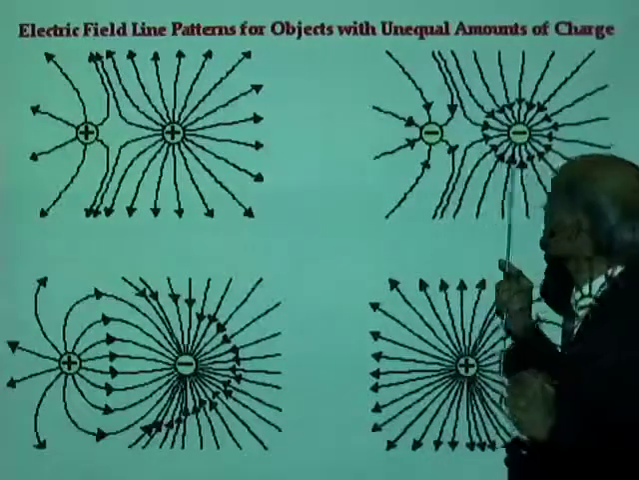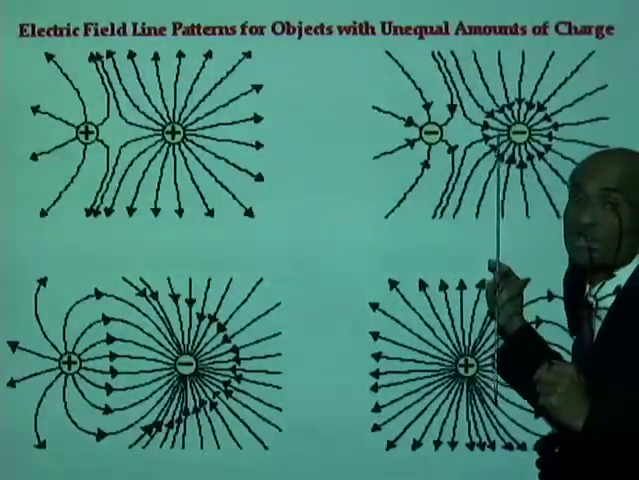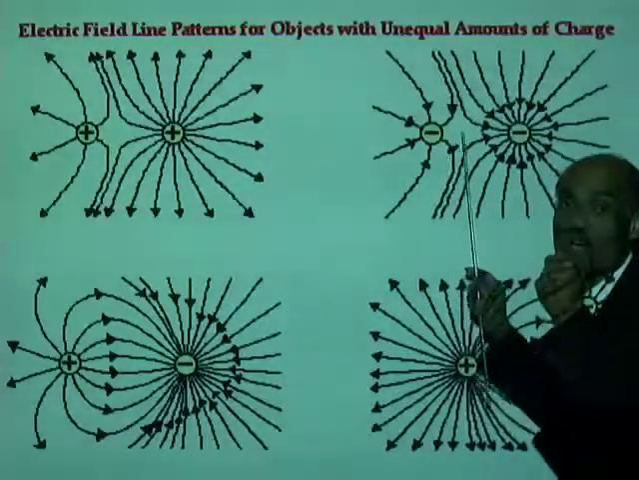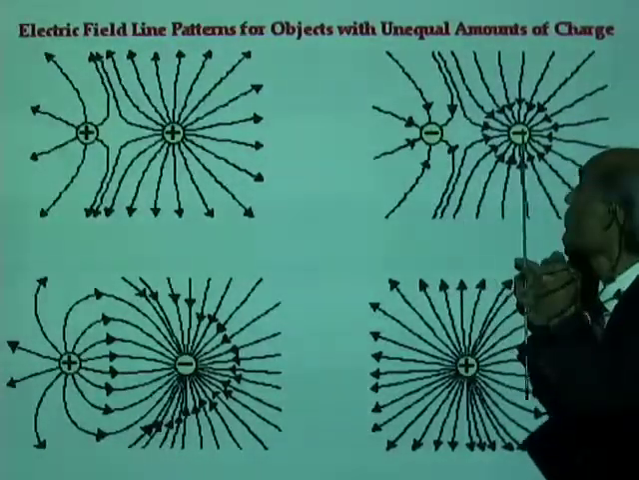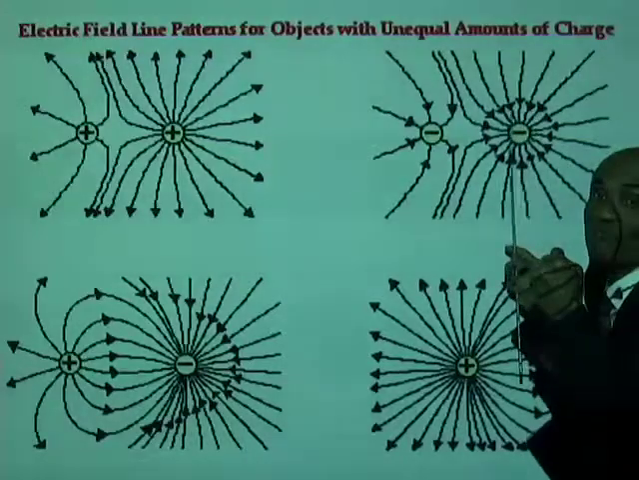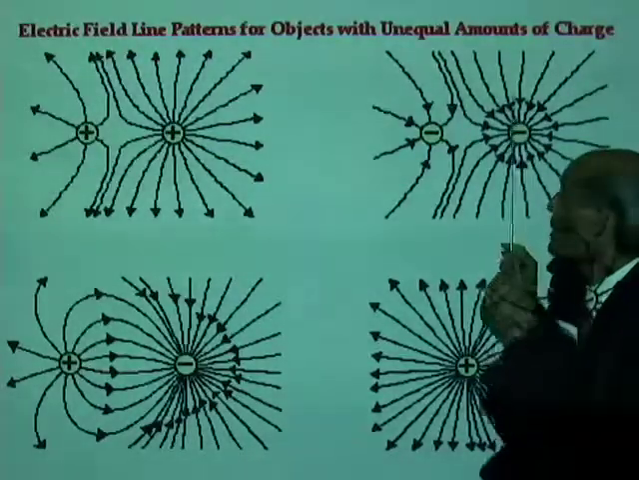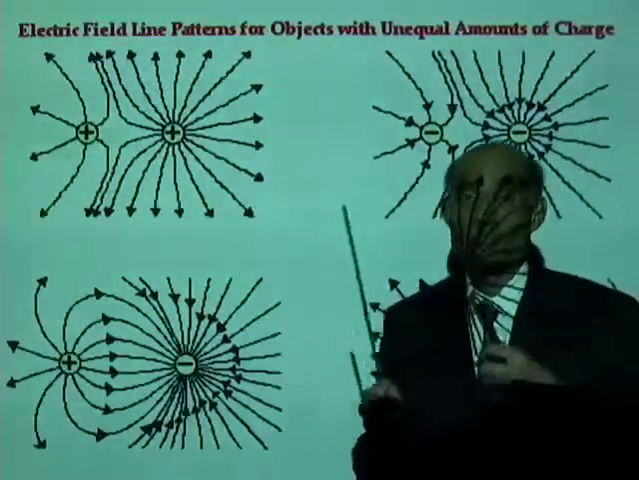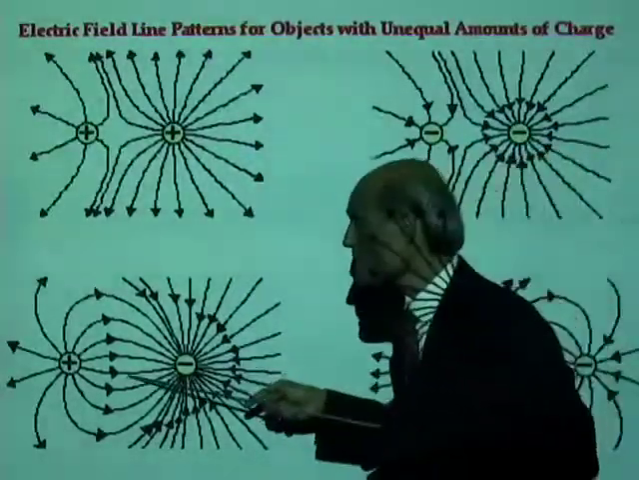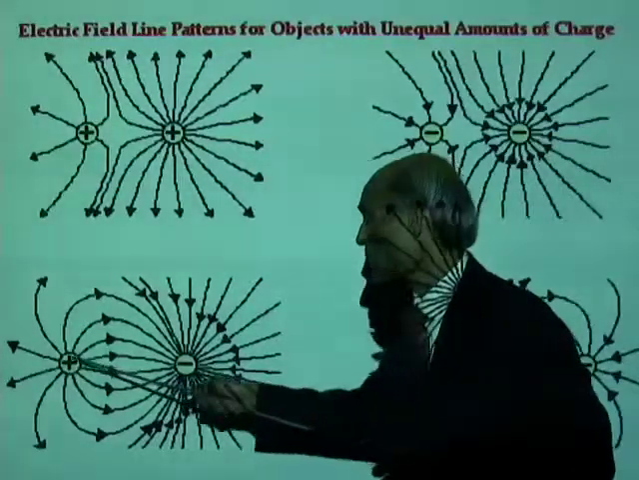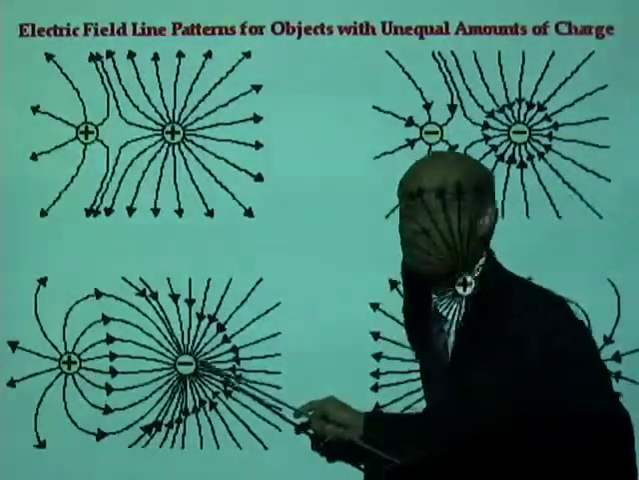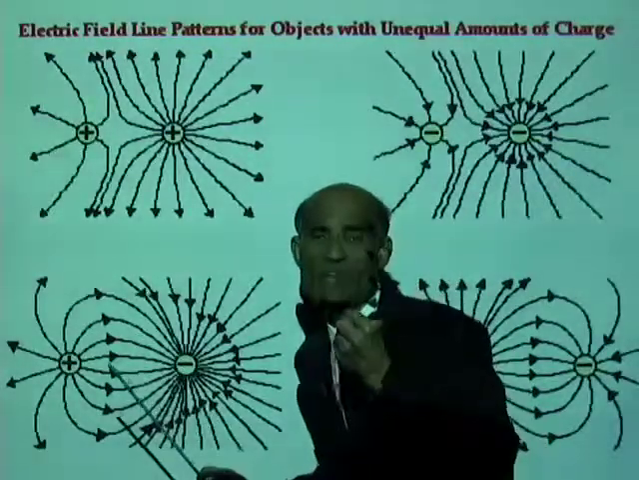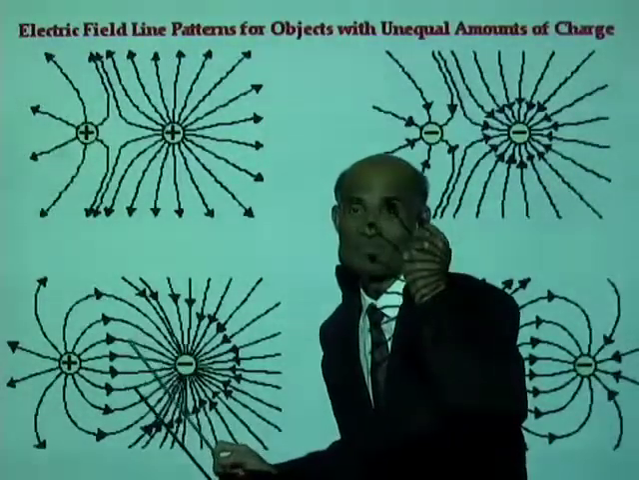Alright, we had a similar negative charge situation. Which of these carries a greater amount of charge? The one on the left or the one on the right? Obviously the one on the right, because a large number of field lines are concentrating on it. Look at the third one. A positive charge and a negative charge. Tell me which of these charges carry a greater amount of charge?